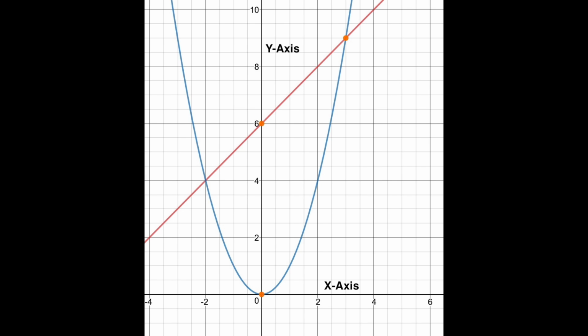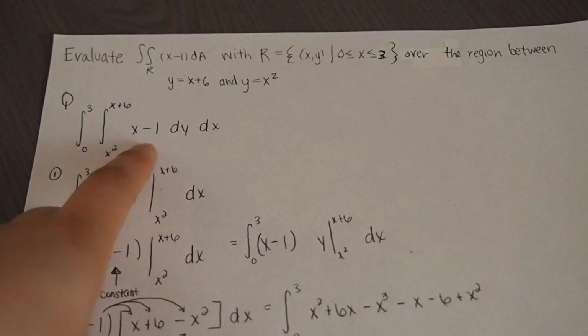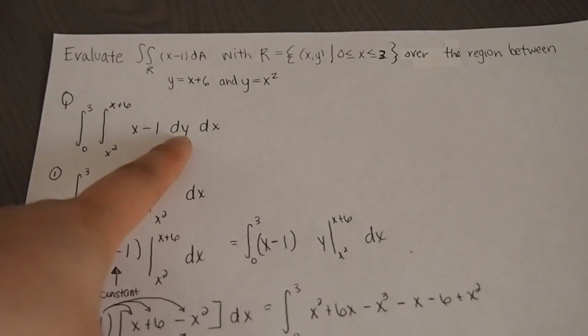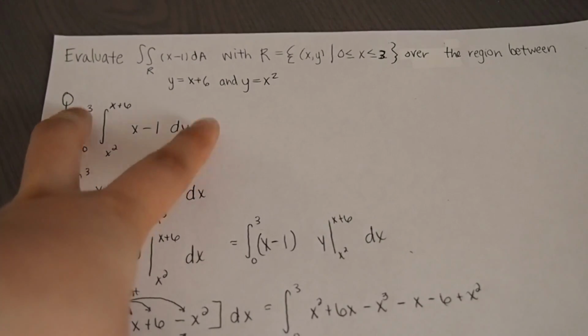From the picture, you could see that we'll be integrating vertically so that the top curve will not hit the bottom curve at all. To set up, you want to make sure that the inner integral is in terms of dy first, and your outer integral is in terms of your dx.